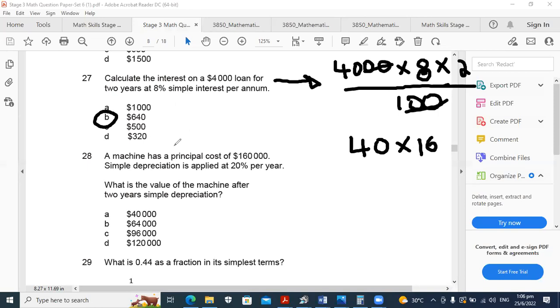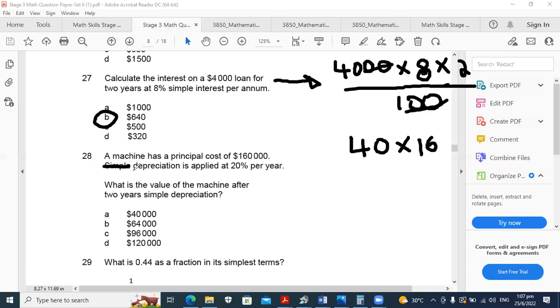Now in CXC, right? They don't talk about simple depreciation. They talk about depreciation. I am sure in your regular maths class, we did not teach simple depreciation. So this is very important. Now, if I had to take out the word simple, first of all, depreciation means that it's been reduced.